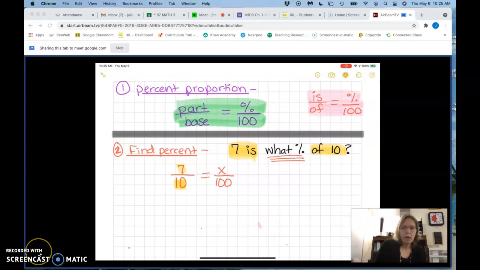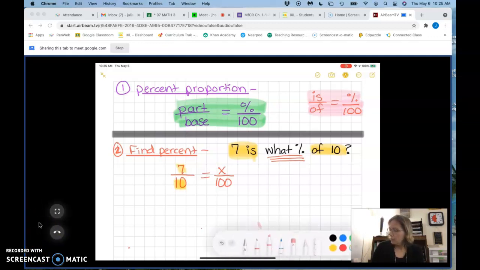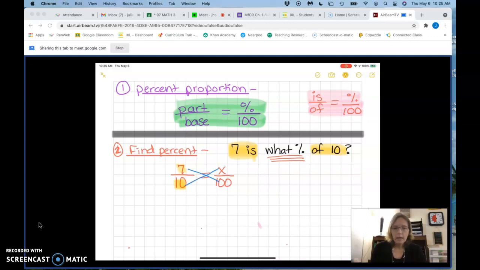All right, so we're going to move on and we're going to solve this problem. Remember, when we used to solve proportions, what did we have to do? When we had a problem like this, what did we do to solve it? Times. Yes, we drew that x, we cross-multiplied, okay? So 7 times 100 is how much? 700. Yep. And 10 times x is how much? 10x. And then we divide by whatever's next to the variable. So what is 700 divided by 10?